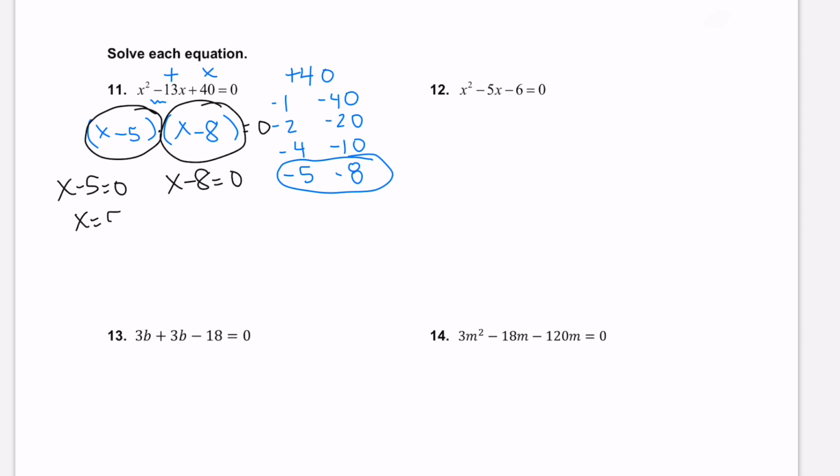X could equal a 5, or x could equal an 8. And both, you can check those, and both of those will work out and give you a 0 if you plug it in for x.